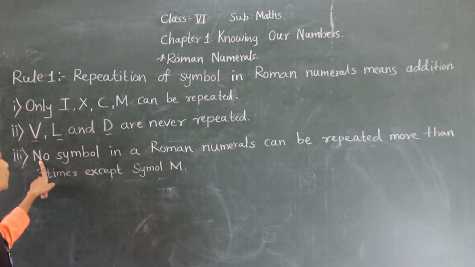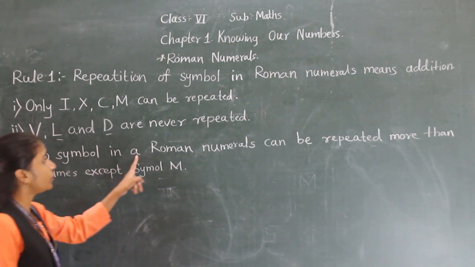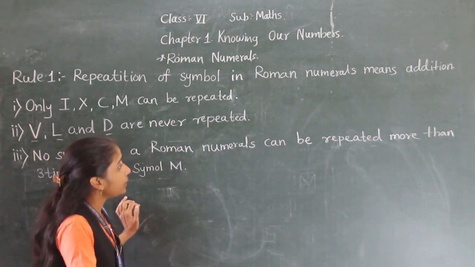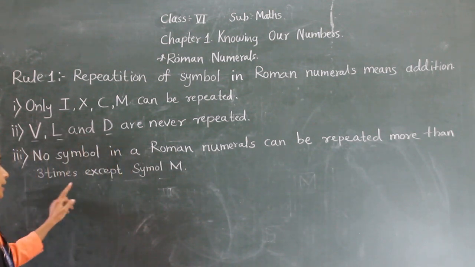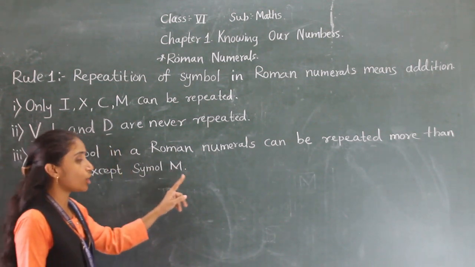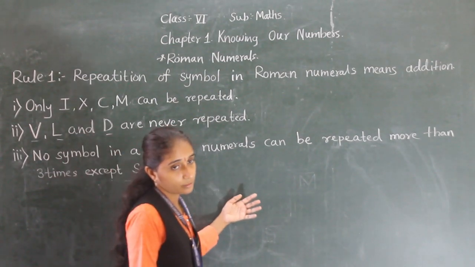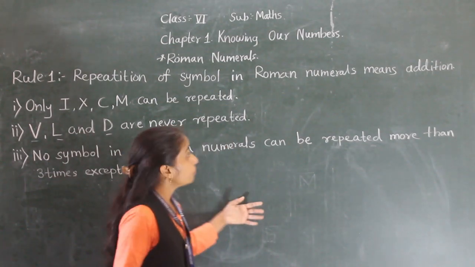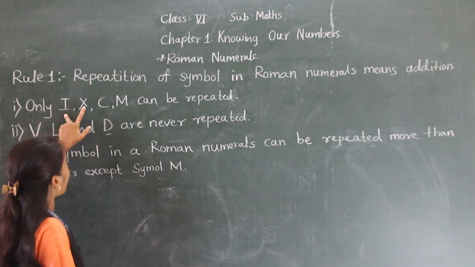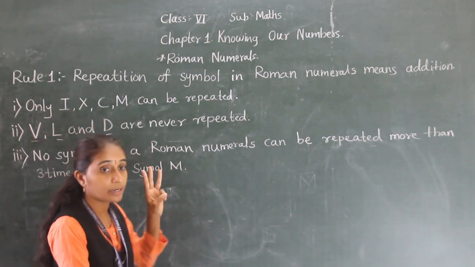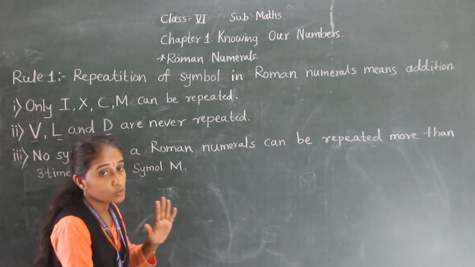This is the third rule. No symbol in Roman numerals can be repeated more than 3 times except symbol M. M can be repeated more than 3 times. These 3 symbols I, X and C can be repeated only 3 times.